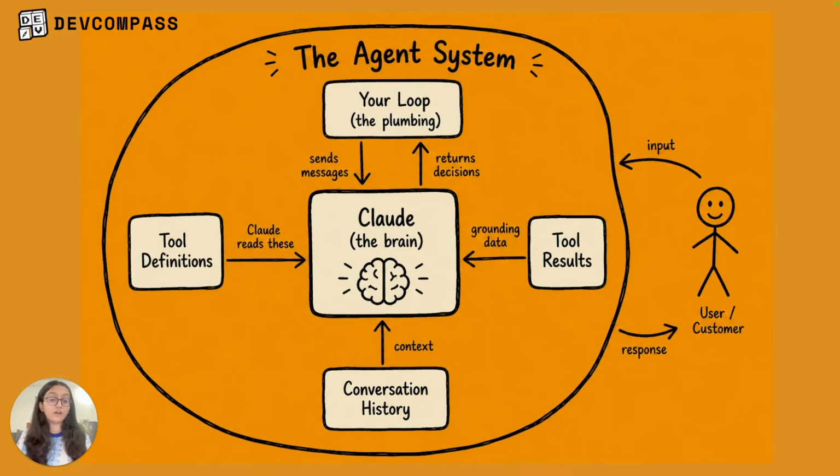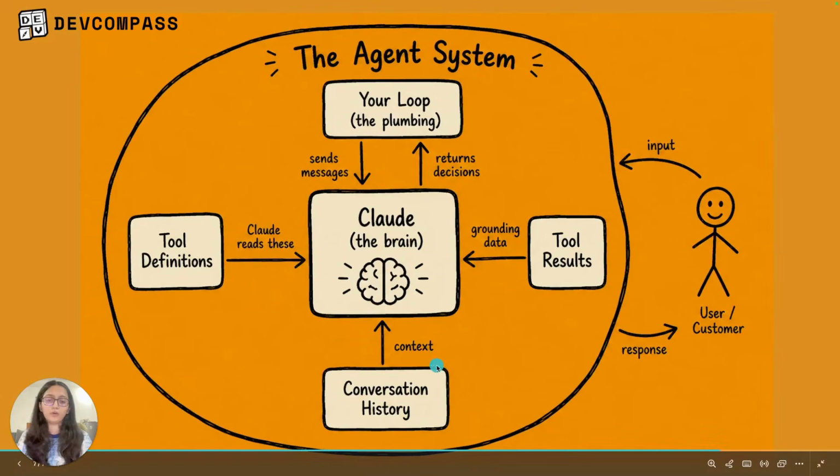So Claude here is the brain. It decides, but Claude is not the entire system. Your code is the plumbing. Your code runs the loop, executes the tool, manages the conversation history. Claude never sees any of that directly. Claude only sees what you send it in each message. When the exam asks about what Claude controls versus what your code controls, this diagram has to be the answer. And this is the entire context of the agentic system.